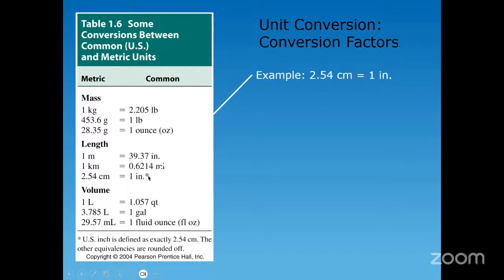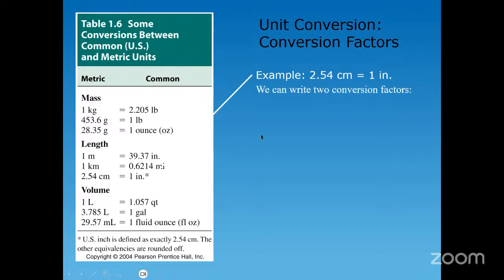And please note it has a star here, which basically indicates that the US inch is defined exactly as 2.54 centimeters. So that's an exact relationship. The relationship between the inch unit and the centimeter unit is an exact relationship. So what that means is that the 1 and the 2.54 have an infinite number of significant digits, all right?